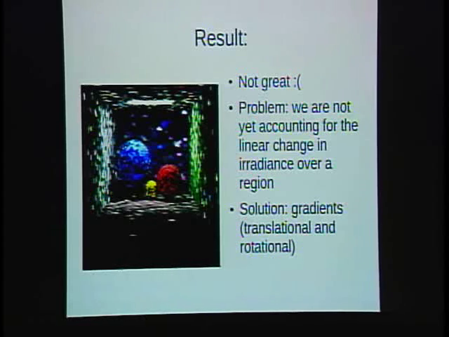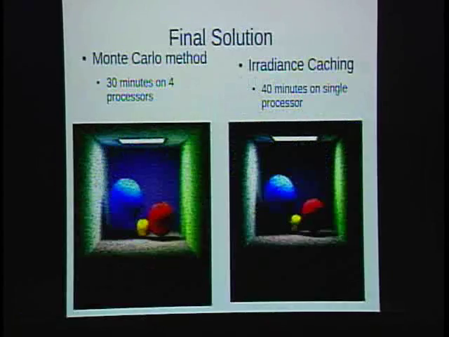And the problem was that we weren't accounting for a linear change in irradiance, meaning we took a sample and said, okay, over a disk of 0.5, the color is the same, which obviously is not true because we have shadows and lights and there's a gradient of change. So using Gregory Ward's paper on irradiance gradients, we use the translational and rotational gradients, and we get a final image, which is the one on the right.